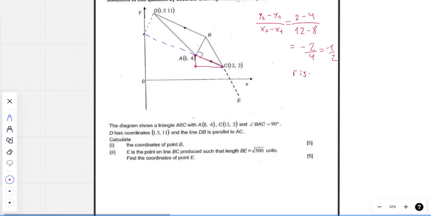Of course, this is also equivalent to rise over run, meaning that for every 2 units that I go over, I'm going to go down by 1 unit. 2 units over, down 1. And that would make sense, right? If I go over 2, down 1, over 2, down 1, I would get to x equals 12, but I'd go down 2 units to y equals 2.